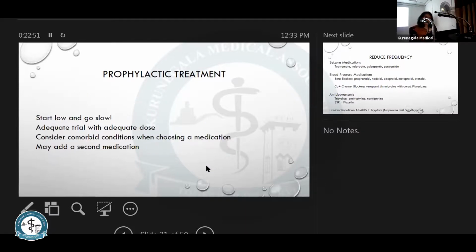So when we are starting prophylactic treatment, we should start low and we should go slow, not like in the acute setup where we start with high doses of rapidly acting drugs. Here we should start low and go slow, and we need to give them adequate doses without switching to another drug. We need to give them the adequate dose and adequate time to respond, and only then switch over to the next, or you can also bridge the 2 drugs.